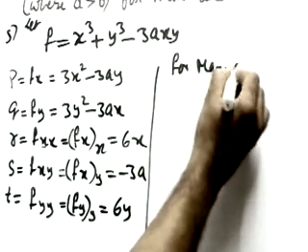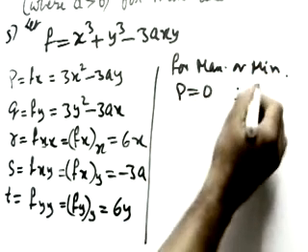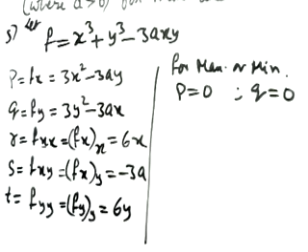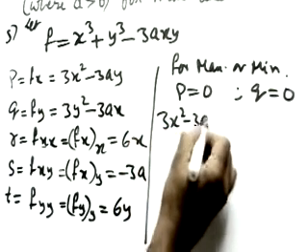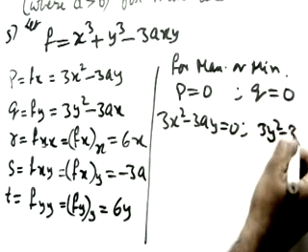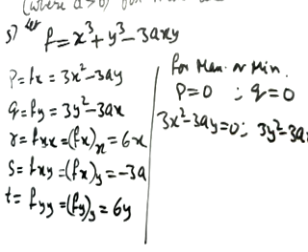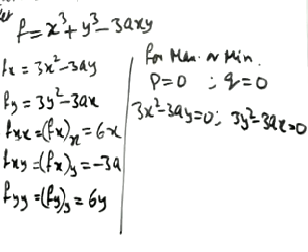Now for maximum or minimum, what is the next condition? We have to take p equals 0, q equals 0. So what is p here? 3x square minus 3ay equals 0. Q is 3y square minus 3ax equals 0. Now let me solve this one.